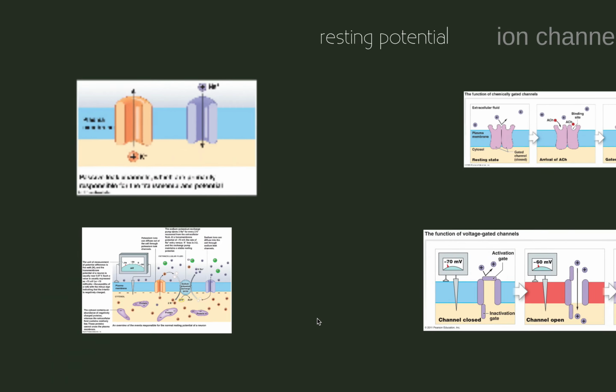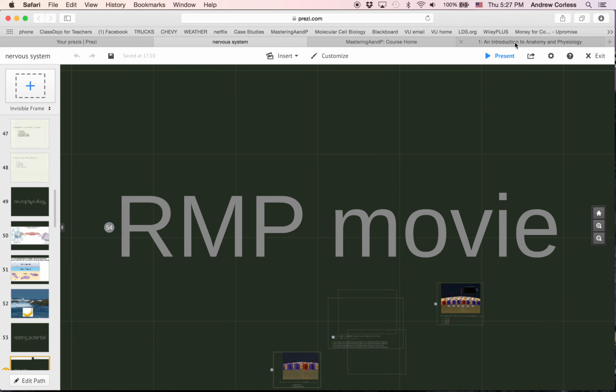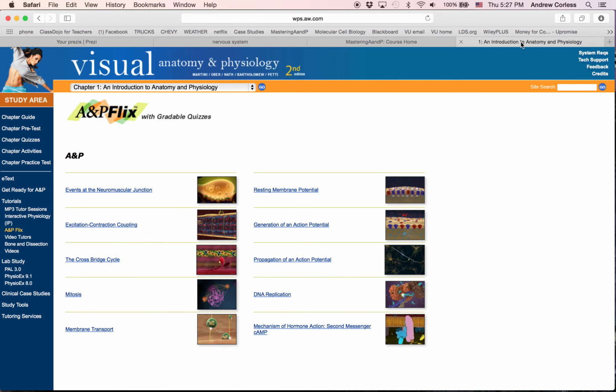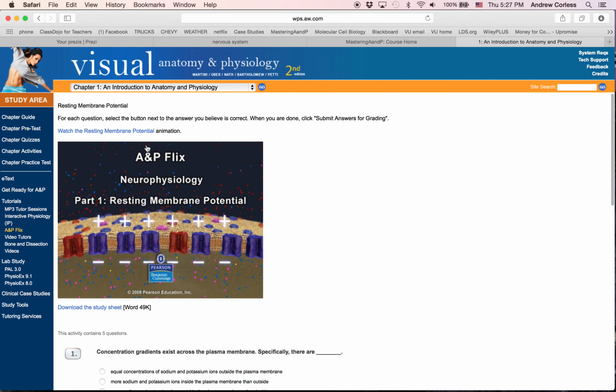The resting potential, we're going to watch this resting potential movie. We're going to go to the Master A&P site, go to AnimationFlex, and watch the resting membrane potential.